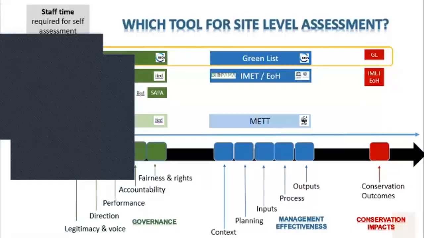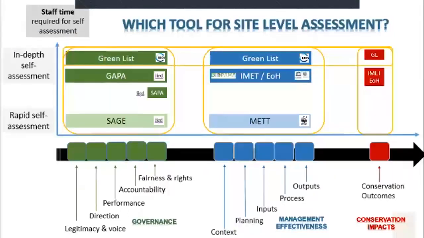So the fact that all these tools are based on the same framework makes it possible to use them in a combined way. You can use them together because you can relate them to each other. And as you can see, the Green List is the only one covering all the aspects of governance, management effectiveness, and conservation impacts. That means that whichever tool you are using first, because it was addressing your specific need, you can then use the result of that tool and incorporate it into the Green List if you want to look at a more global, broad aspect of the success of your area's performance.